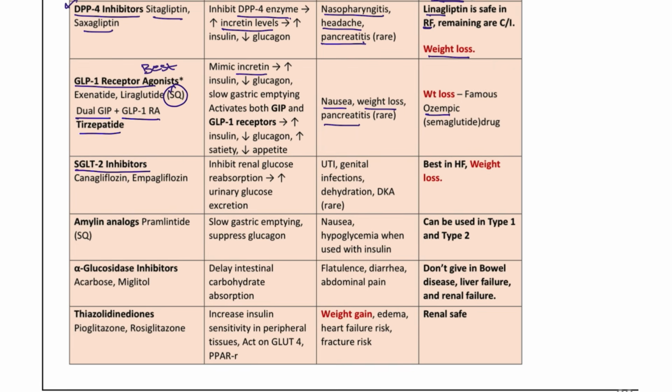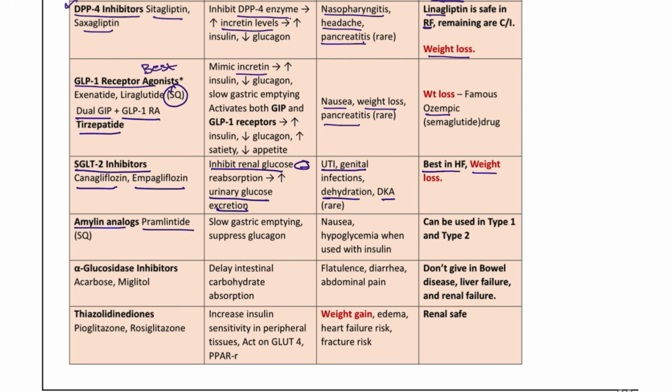Next, SGLT2 inhibitors, canagliflozin or empagliflozin. This is going to inhibit the renal glucose reabsorption. So obviously when you inhibit the renal reabsorption, what happens? More and more urinary glucose will be seen in this patient, and they are prone to UTI, and genital infections will be seen. Dehydration can occur, and diabetic ketoacidosis will be seen in this patient. Best in heart failure patients, and weight loss is also seen.